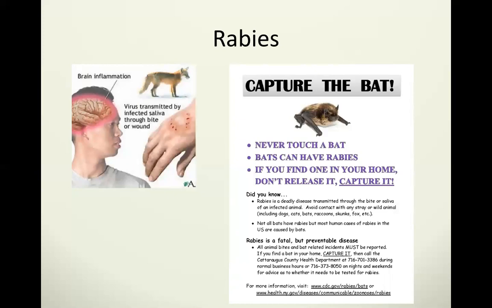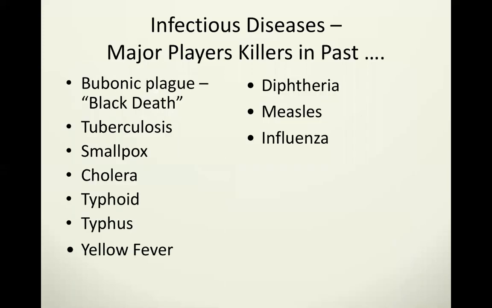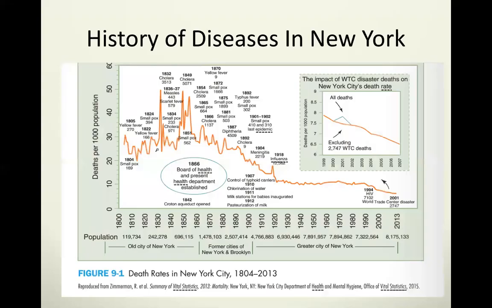They're very, very uncommon. So these are some of the big diseases in the past: bubonic plague, tuberculosis, smallpox, cholera, typhoid, typhus, yellow fever, diphtheria, measles, influenza. And I love looking at this disease chart because you can see how the diseases hit New York City. Take a look at this. You can see yellow fever, cholera, smallpox. Look at the influenza outbreak in 1918. And then you could see HIV hitting.